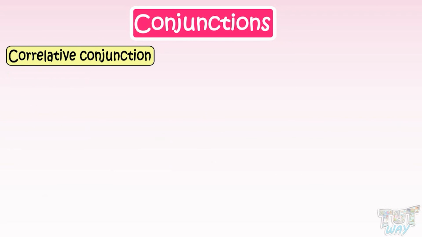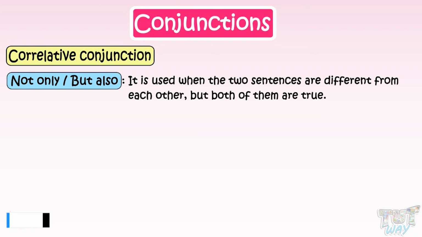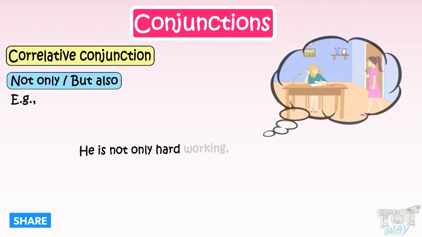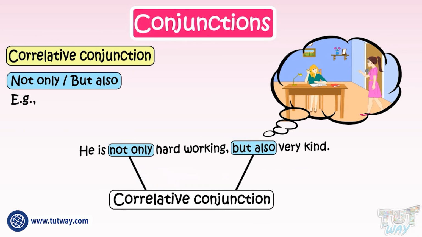The next correlative conjunction is not only, but also. This pair of conjunction is used when the two sentences are different from each other, but both of them are true. For example, he is not only hardworking, but also very kind. Here, the conjunction not only but also is used because both of the sentences are different, but both of them are true in the situation. Here we have an example.